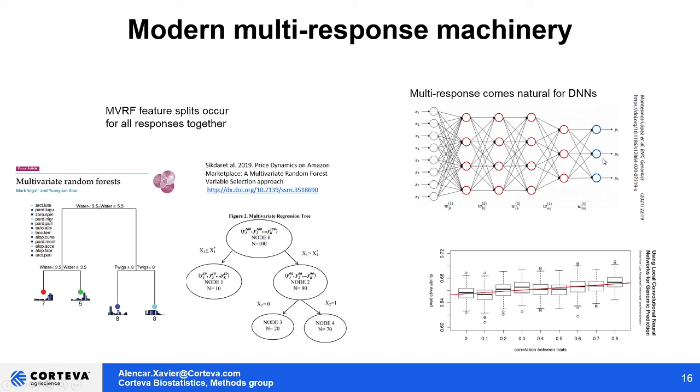And what is very nice about neural network is that working with multiple responses comes very natural to this framework, because you're basically just adding more, so to speak, nodes into the last layer. So there is no additional cost to adding more responses in a multivariate neural network.